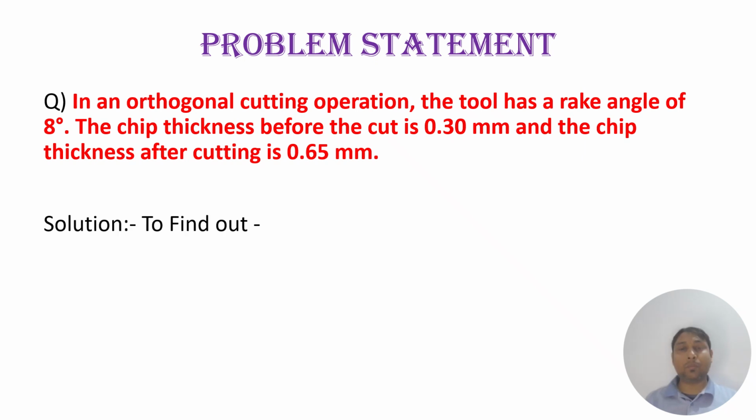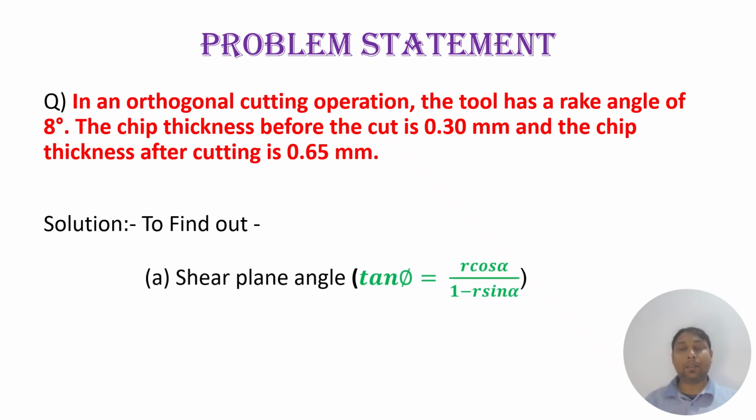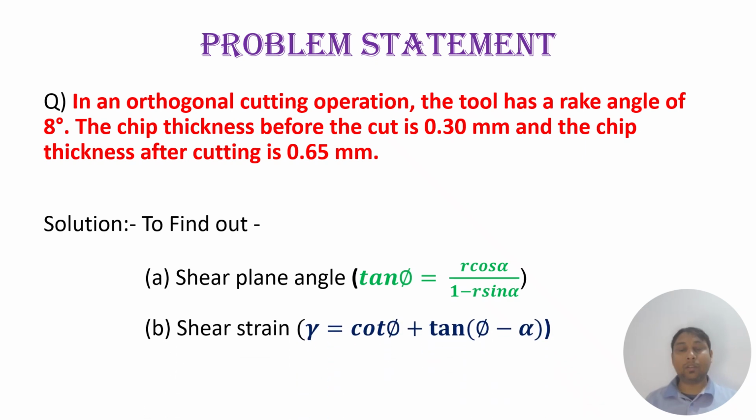In this problem, we are going to find the shear plane angle, and the formula for the shear plane angle is tan phi equals r cos alpha divided by 1 minus r sin alpha. And second, we are going to find the shear strain. The formula is cot phi plus tan (phi minus alpha).